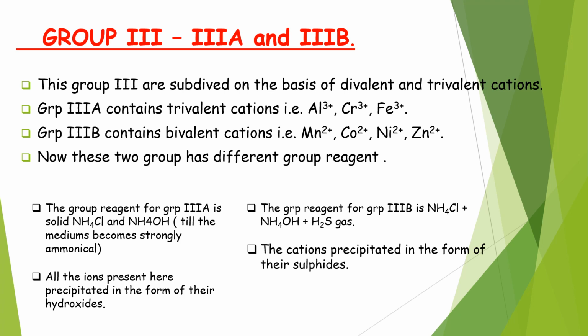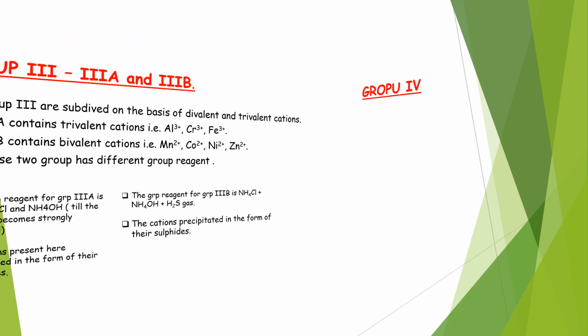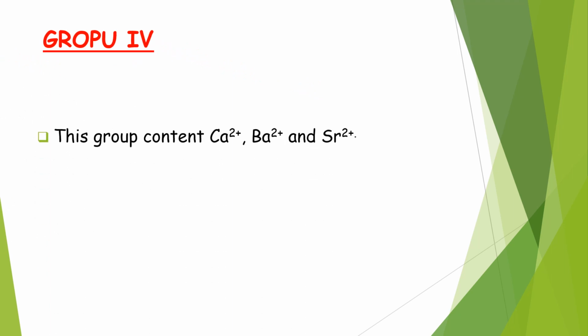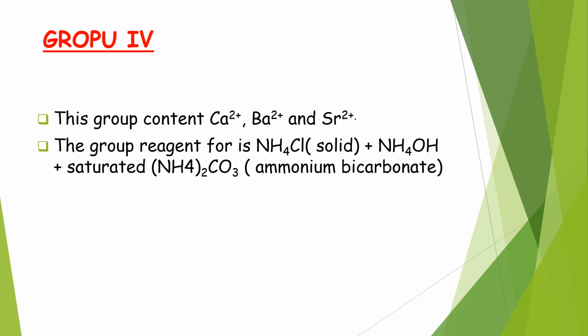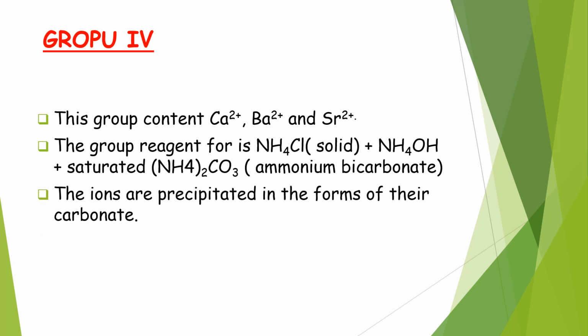Now moving to group 4. This group contains calcium, barium and strontium, and the group reagent is solid NH4Cl, NH4OH and a saturated solution of ammonium carbonate. The ions are precipitated in the form of their carbonates.